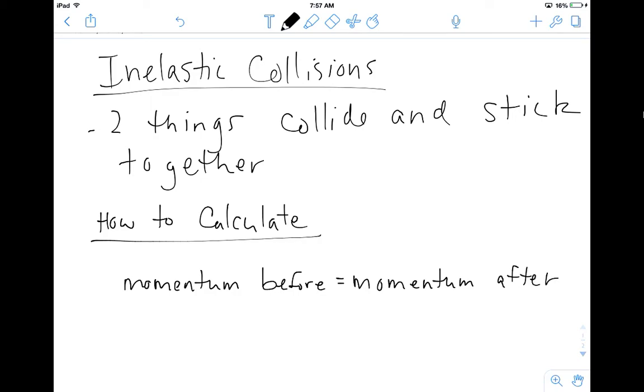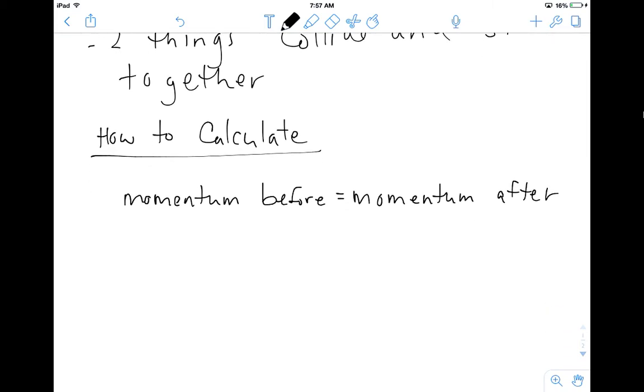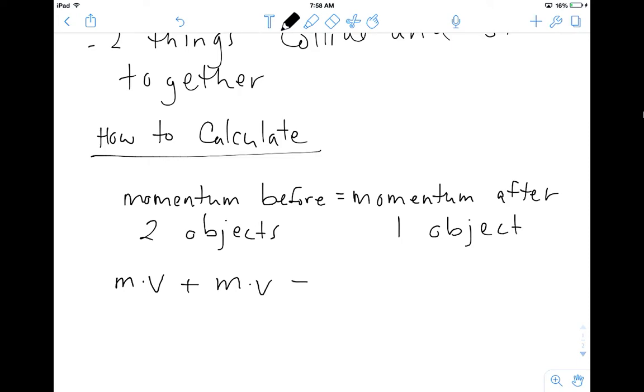Now, this is going to look a little bit different because before we were doing calculations where there were two objects before and two objects after. Now there's going to be two objects before and only one object after. So if we think about that person on the skateboard, we think about them as one single object because it's moving together. And so we're going to end up with something like mass times velocity plus mass times velocity, because we want to find out the total momentum of that system. But over here, it's just going to be mass times velocity.